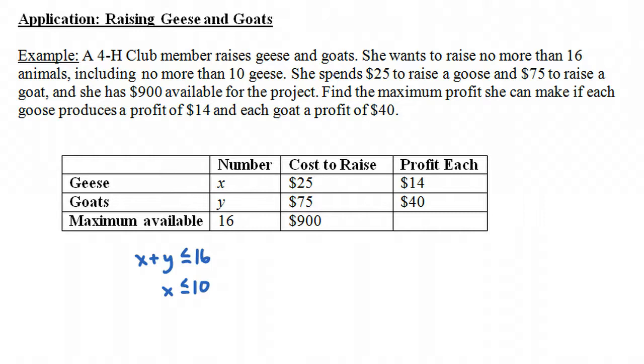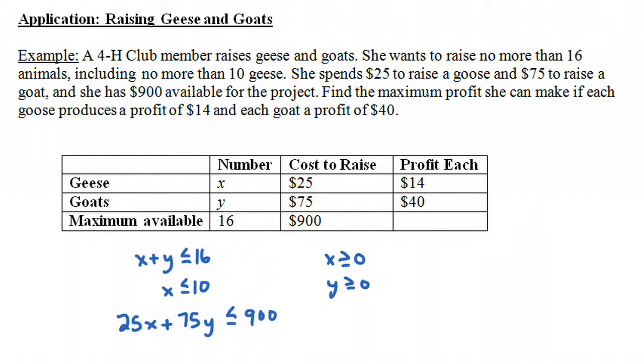It says that she spends $25 to raise a goose and $75 to raise a goat, and she has $900 available for the project. So her costs are going to be $25 times the number of geese, that would be x, plus $75 times the number of goats, that would be y, and that has to be less than or equal to $900. And finally, one other piece of information that's not really stated up here, but it's kind of obvious: x cannot be less than 0. x has to be greater than or equal to 0. The number of goats has to be greater than or equal to 0 as well.